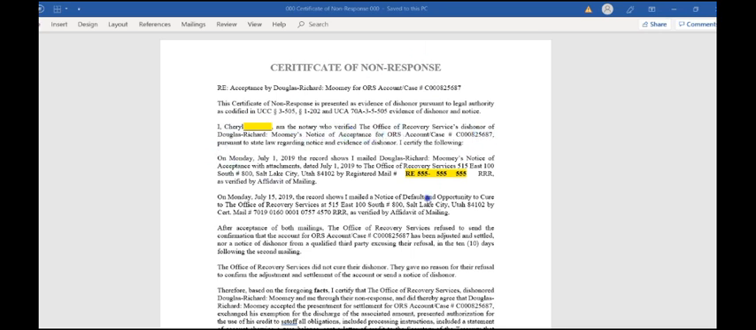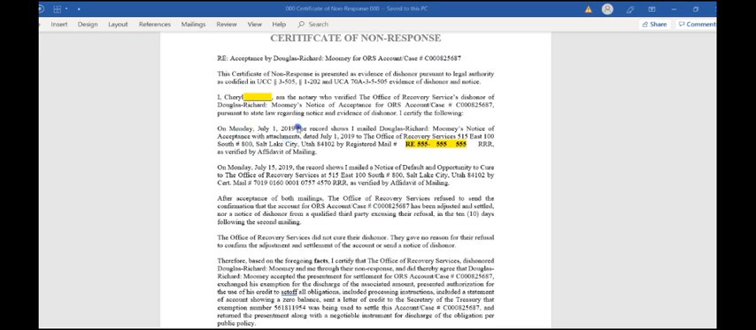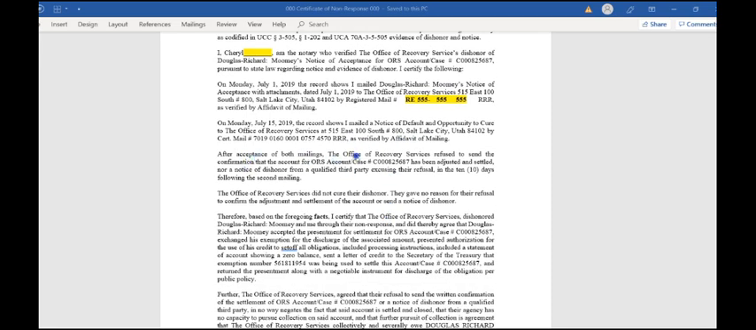This is going to be your third document that goes out, and it's just going to say what you did. July 1st, I sent a letter, notice of acceptance, with attachments. What were the attachments? All the stuff to discharge the debt. On Monday, record shows I mailed, not you, she mailed, notice of default, okay? Verified, return receipt required, affidavit of mailing. After acceptance of both mailings, the office refused to send the confirmation that the account has been closed, adjusted, settled, or a notice of dishonor from its qualified third party, excusing their refusal, right?